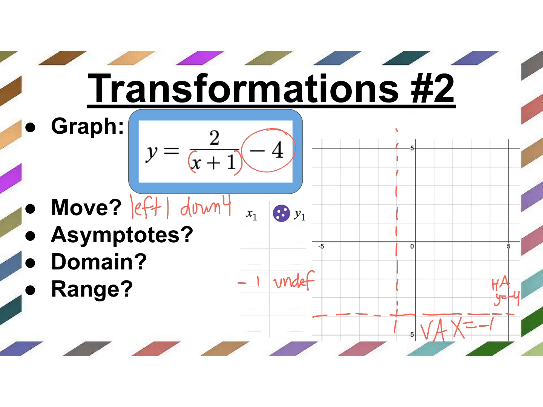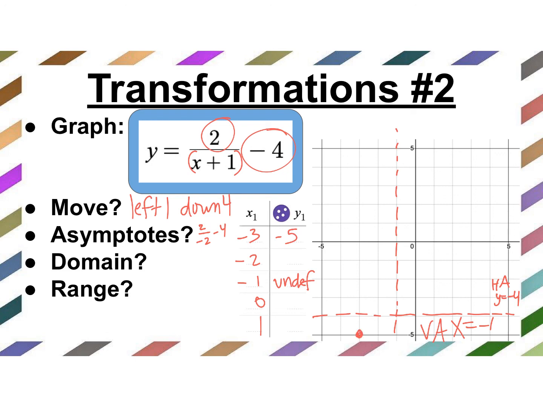So we've done our transformation, we've drawn our asymptotes. I'm going to use the table of values to come up with my x values. Because my numerator there is 2, it's going to be a little more stretched. So picking numbers less than negative 1, we're going to go with negative 2, negative 3. Greater than negative 1 is 0 and 1. So when I plug in negative 3, I get 2 over negative 2 minus 4, which is negative 1 minus 4, which is negative 5. So negative 3, negative 5.